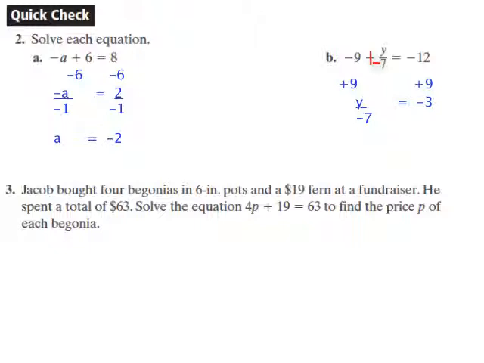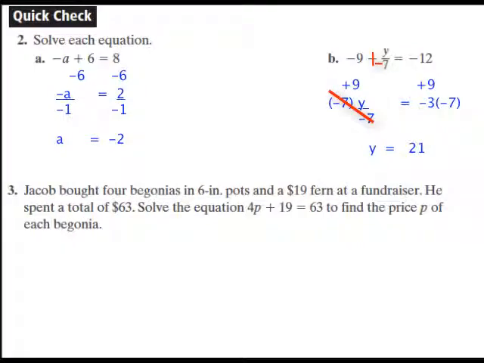Then we can multiply both sides by negative 7. On the left-hand side, the negative 7's cancel each other out. On the right-hand side, negative 3 times negative 7 is 21. So y equals 21.